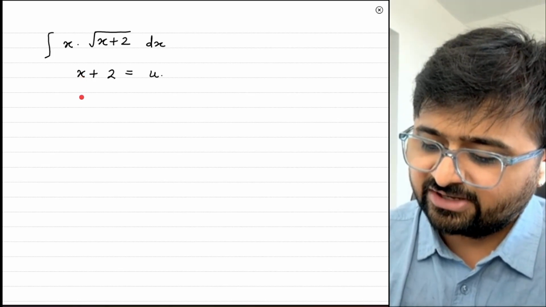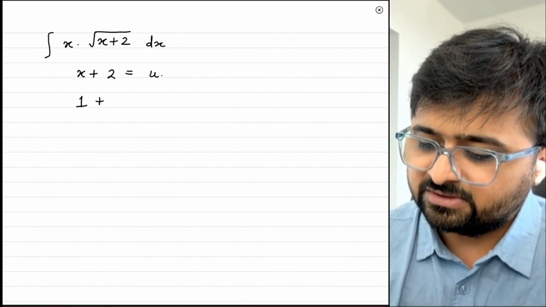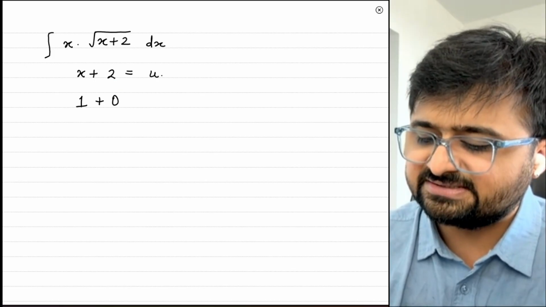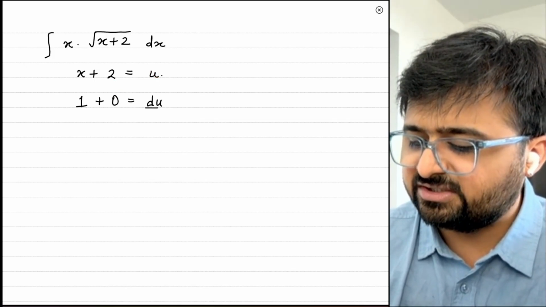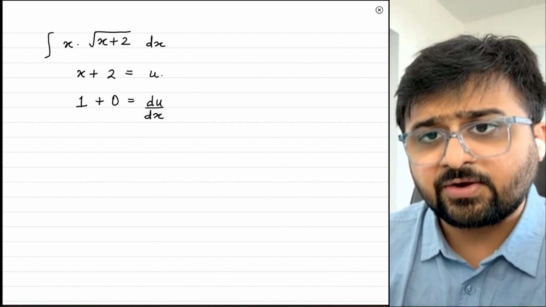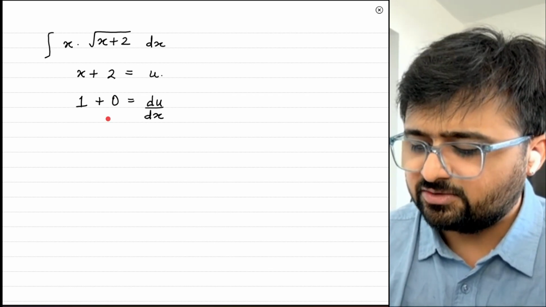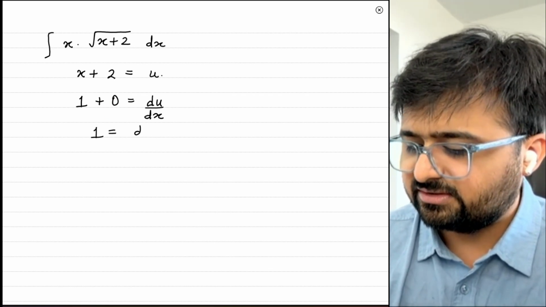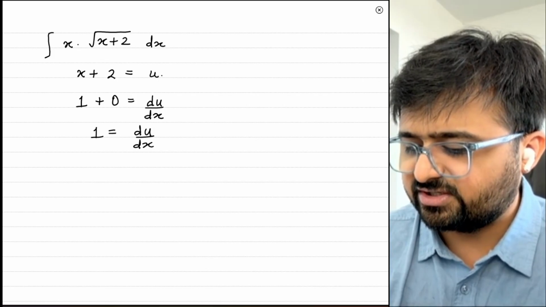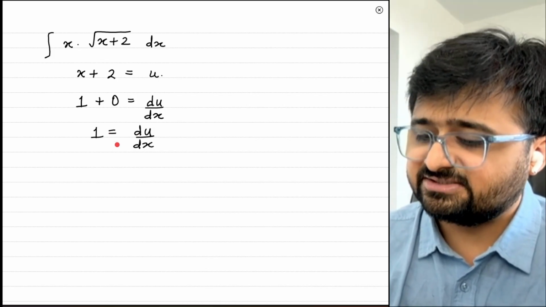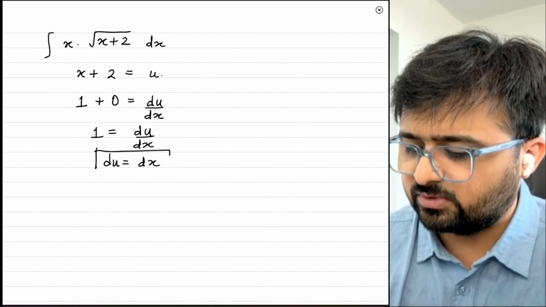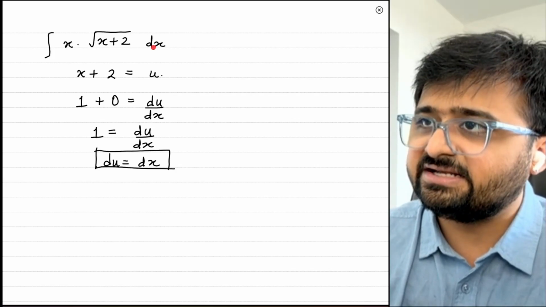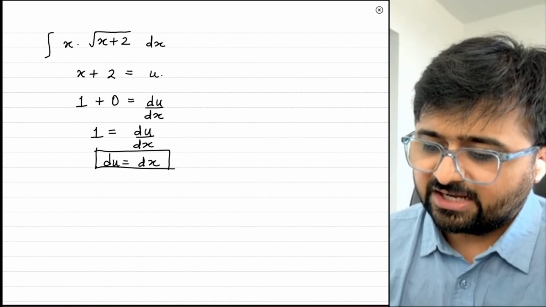So derivative of x with respect to x is 1, plus derivative of 2 with respect to x is 0. Derivative of u with respect to x is nothing but du by dx. Okay, so I differentiate both the sides with respect to x. 1 plus 0 is nothing but 1, and this is du by dx. Since du by dx is 1, I can just say that du is nothing but dx. So both are equal, and I can just replace that dx with just du. I hope that makes sense.